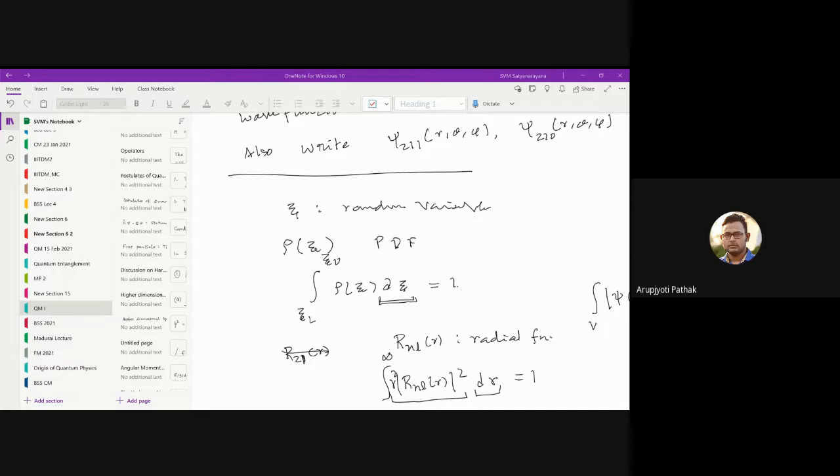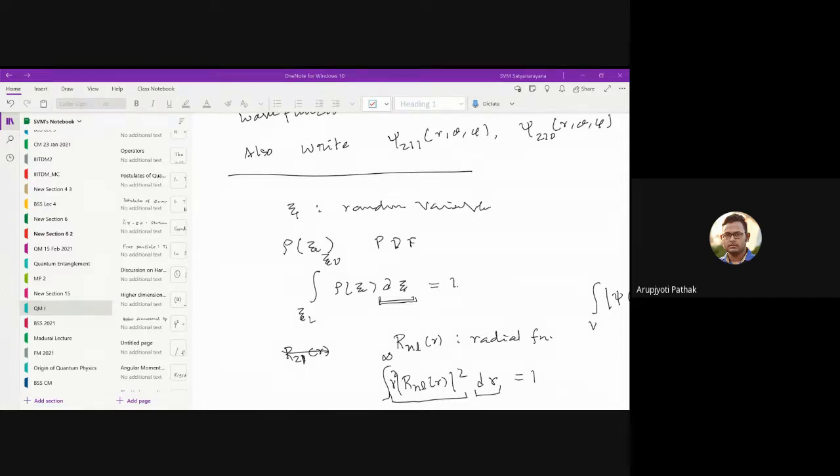Yes, sir. So theta and phi will depend on m and l. If we plot this graph, the radial probability density, then as n increases, the amplitude will decrease.